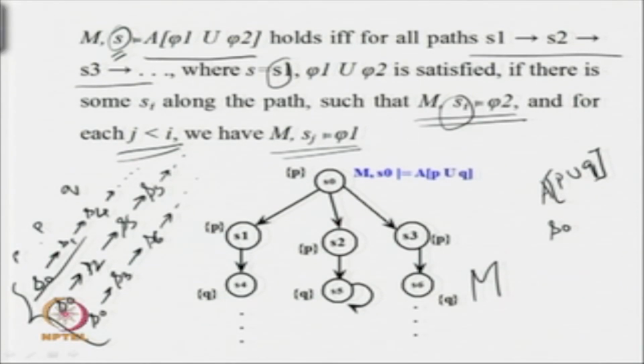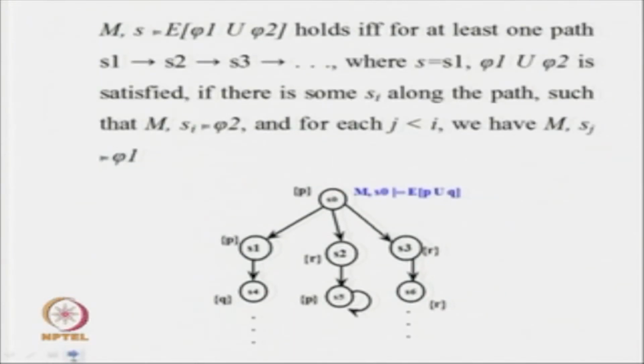With similar reasoning, you can look at the other two paths also, S0 to S2, S2 to S5, and you will find that P remains true until Q becomes true in this path. And similarly, in the third path also you will find that P remains true until Q becomes true. So, we have seen that in all these three paths P until Q is true. That means, since these three paths are coming out from this particular state S0, we can say that in state S0 of model M, A P until Q is true. So, this is the way that we are going to find the truth value of the formula A phi 1 until phi 2, or A P until Q.